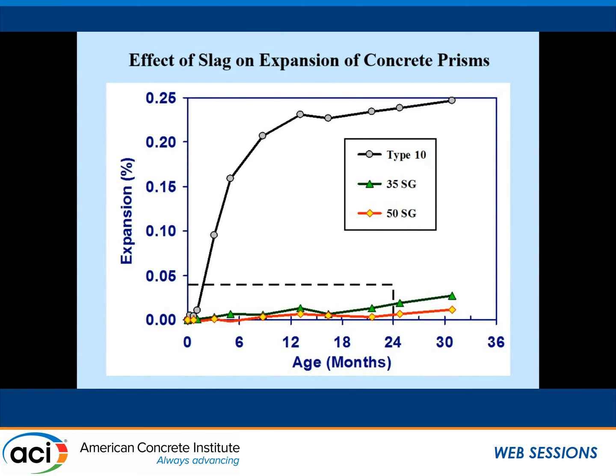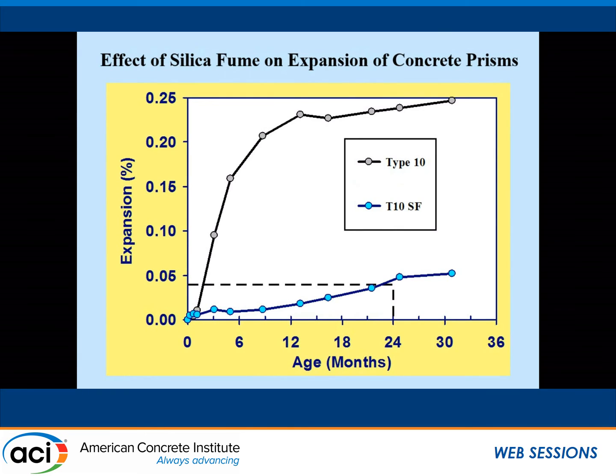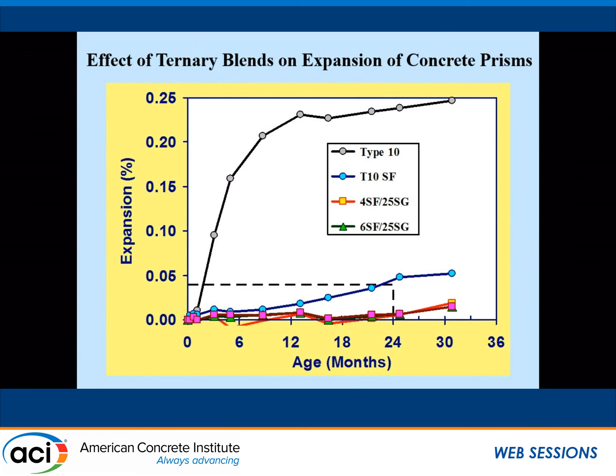ASR performance, we cast prisms from this concrete and ran the 1293 test. You can see that 35% or 50% slag did very well. Silica fume was borderline. It just failed the test at 2 years, and the ternary mixes gave us the best performance of all. We have been back now. This site now is close to 20 years old. Doug and I were discussing we might go there this summer, take a look at them again.